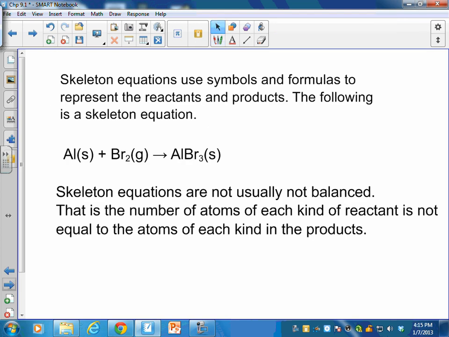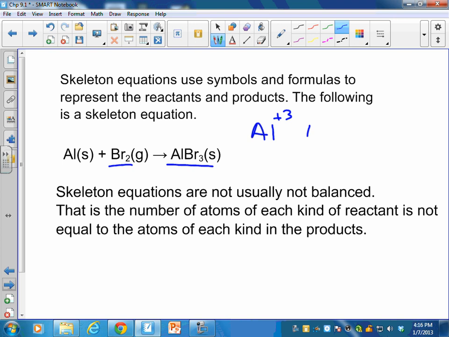We're going to talk a little bit more about the skeleton equations. When you have a word equation, you get a skeleton equation. The compounds are correct in a skeleton equation. The Br2 and the AlBr3 are correct, right? The bromines are always found in pairs, as are the halogens. And the reason the aluminum and the bromine go together is that aluminum has a +3 oxidation number, and bromine has a -1 oxidation number.